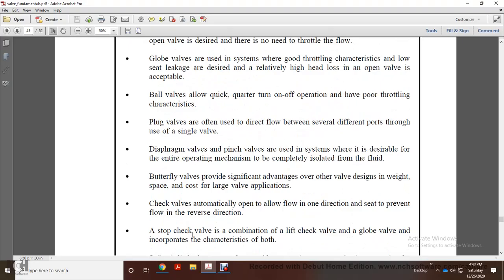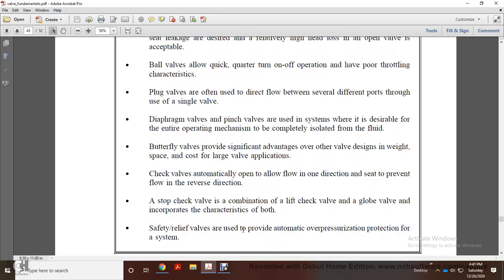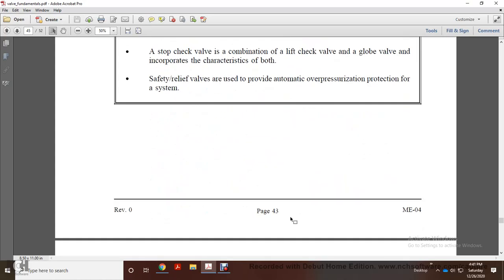Check valves automatically open to allow flow in one direction and seat to prevent flow in the reverse direction. A stop check valve is a combination of a lift check valve and a globe valve and incorporates the characteristics of both. Safety relief valves are used to provide automatic overpressurization protection of the system.